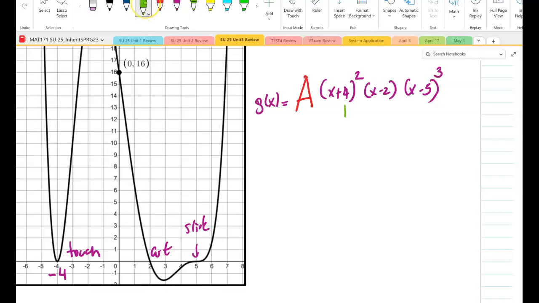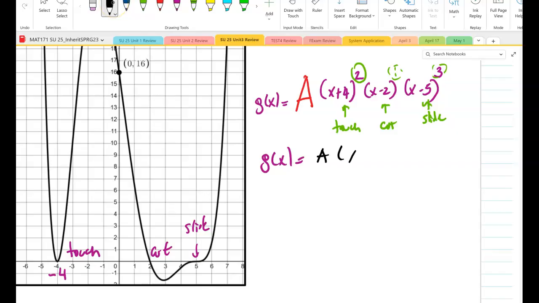So this is touch, second degree. This is cut, first degree. It's not written. This is slide, third degree. All right, cool. So g of x will be equal to, my job is to figure out what a is, a times x minus 5 cubed, x plus 4 squared, x minus 2.